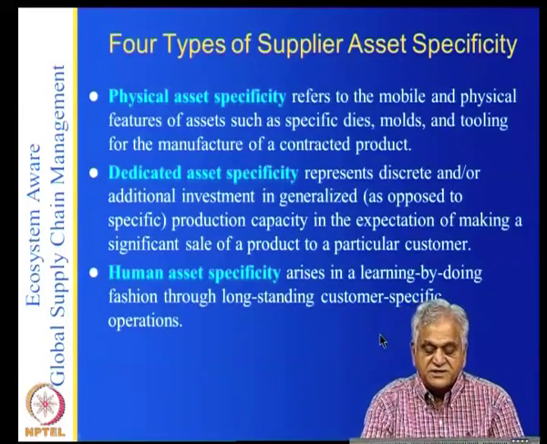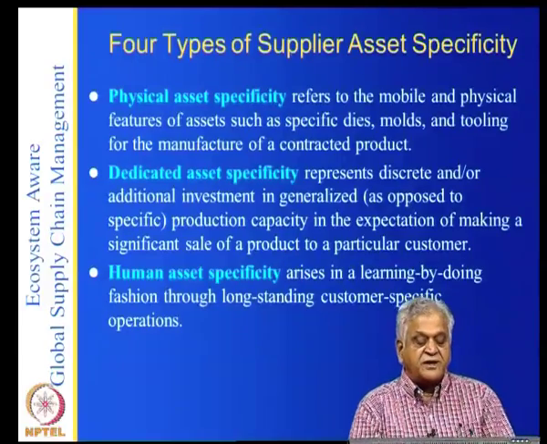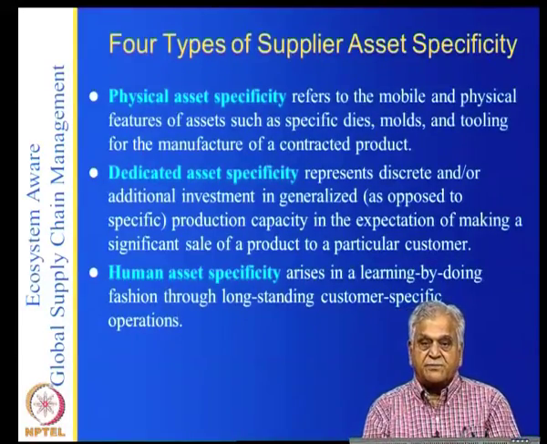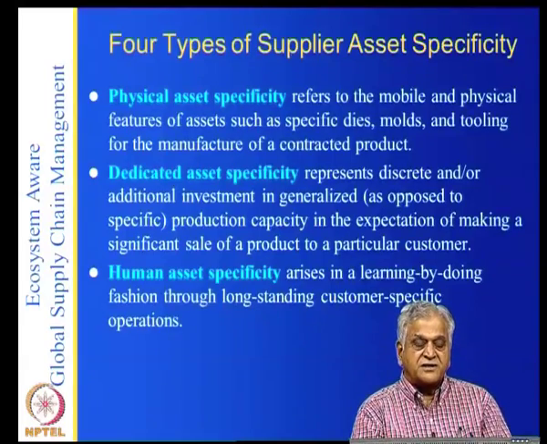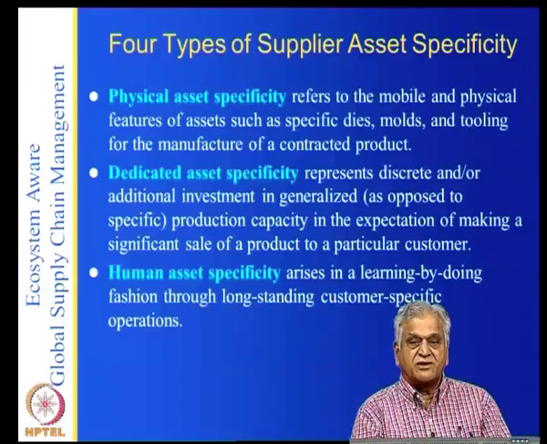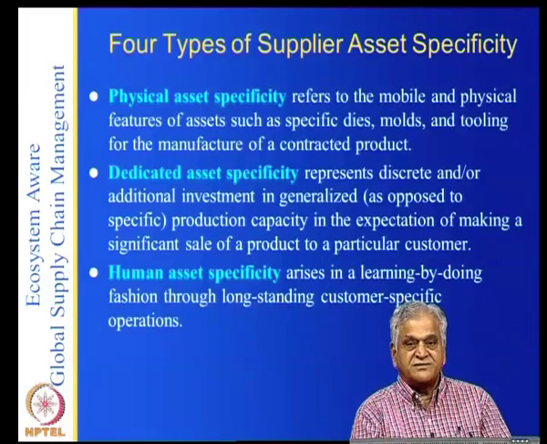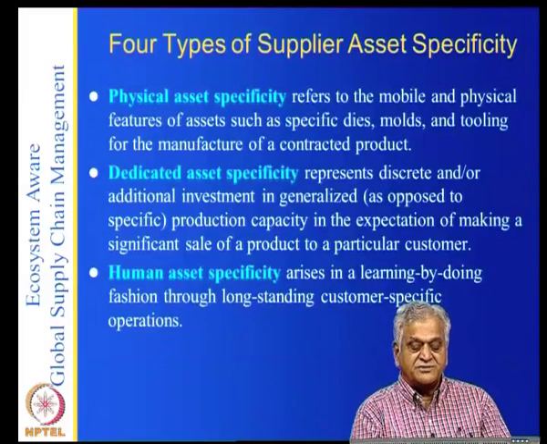The third one is human asset specificity, which arises in a learning by doing fashion through long-standing customer-specific operations. For example, IT companies used to have C++ programmers or Fortran programmers, but now Fortran is obsolete and those programmers may be useless afterwards.